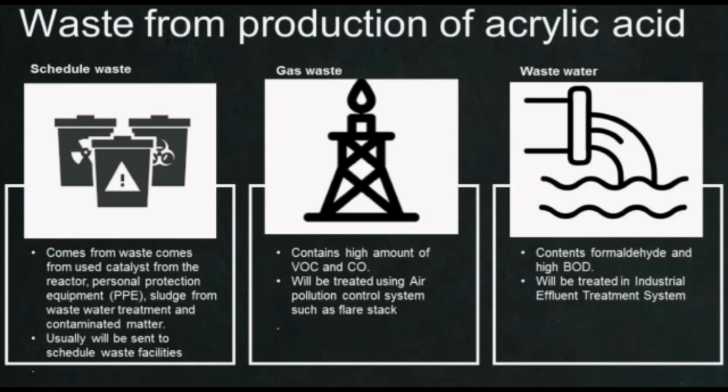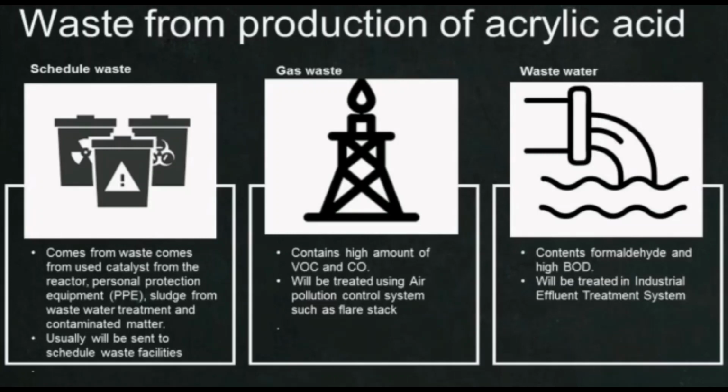For solid waste, it comes from the used catalyst from the reactor, personal protection equipment, sludge from the wastewater treatment, and contaminated matter. It usually will be sent to the scheduled waste facilities to be treated or disposed. For wastewater, production of acrylic acid produces wastewater containing formaldehyde, which is a toxic substance. The wastewater also has high BOD. The wastewater needs to be treated in the Industrial Effluent Treatment System (IETS) before it can be discharged.